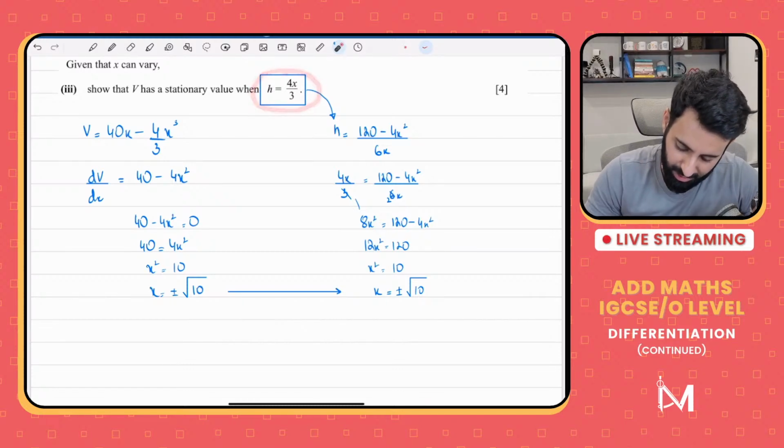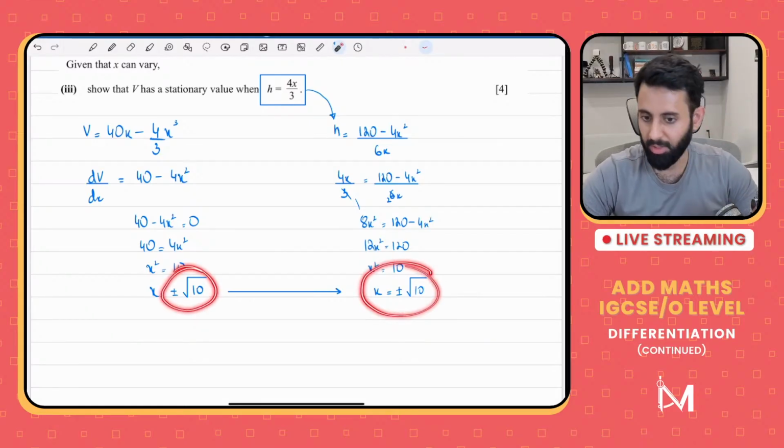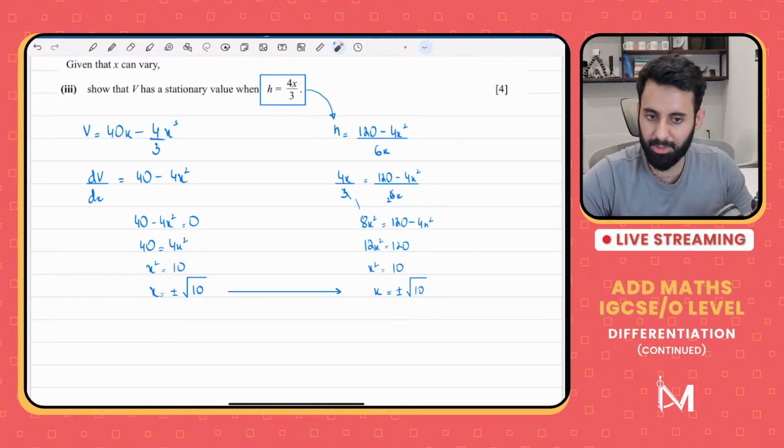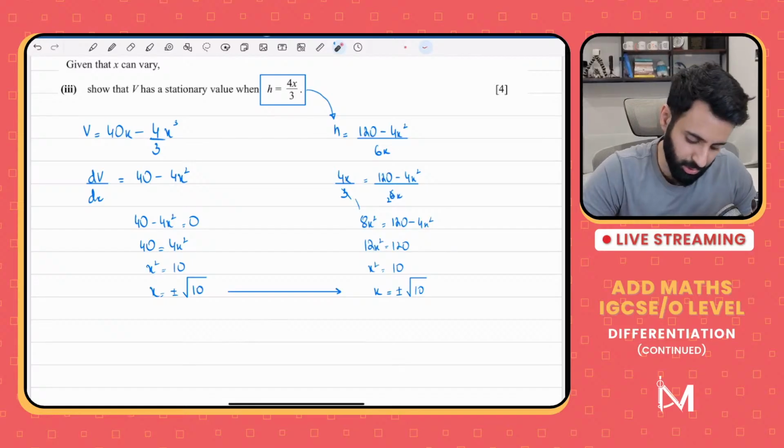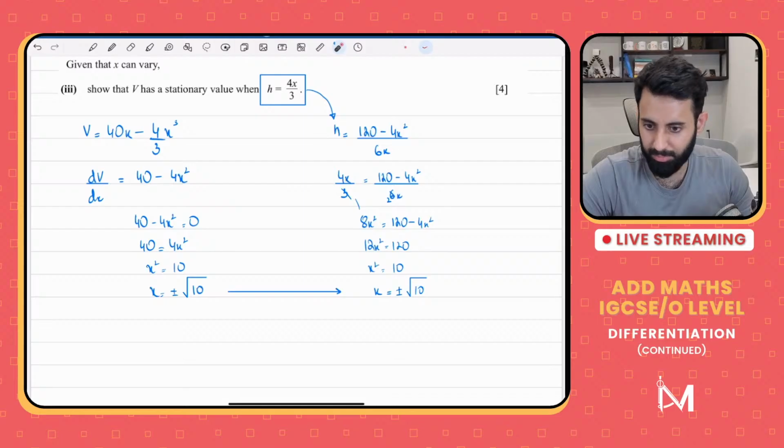Okay, so when we check for the stationary value, we get the same value of x that is given in the question. So this was a show question. You're not supposed to give the answer or anything, but you're supposed to show that the value of x that you're getting is the same in both cases.